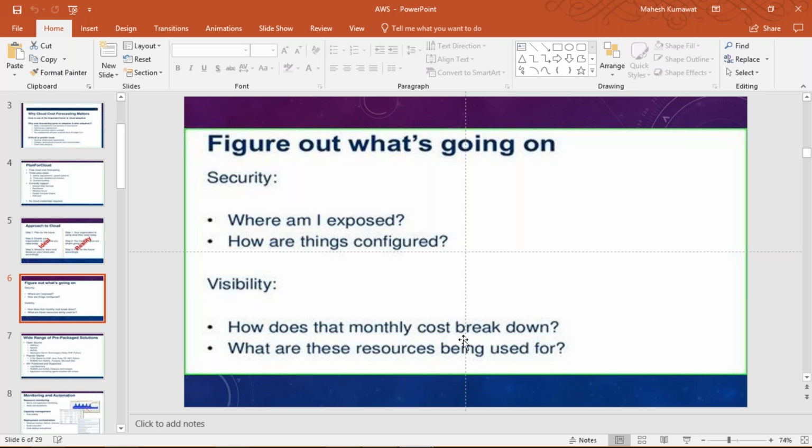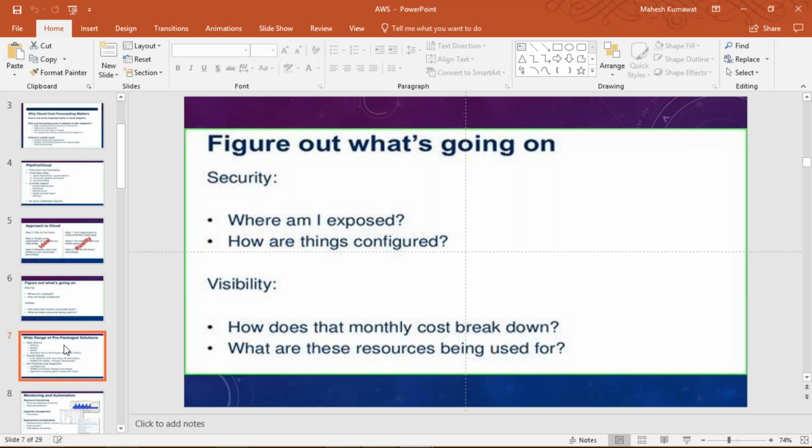And visibility: what does the monthly cost breakdown look like, and what are these resources being used for? My dear friends, if you're working in an AWS environment all the time, your management says please provide some cost-effective solutions. How can we reduce the cost? If we disable this service, which is getting high prices, what is the impact on the organization? We have to be well aware of which features we are talking about, why they are important for your company, and what the impact on the organization is if you close a particular feature.